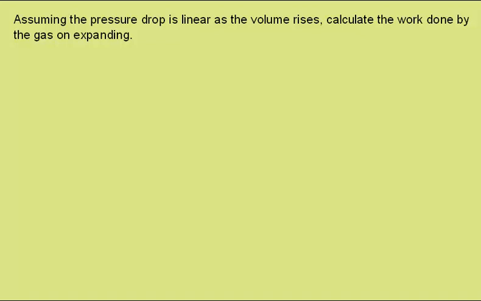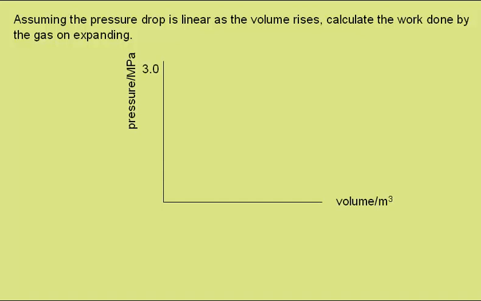Assuming the pressure drop is linear as the volume rises, calculate the work done by the gas on expanding. Well, for this we can draw a pressure against volume graph, and the pressure goes from 3 megapascals to 0.1 megapascals, with the volume going from 0.2 cubic meters to 6 cubic meters. And we can assume a linear drop like this. The work done will equal the area under the line, which is this area.